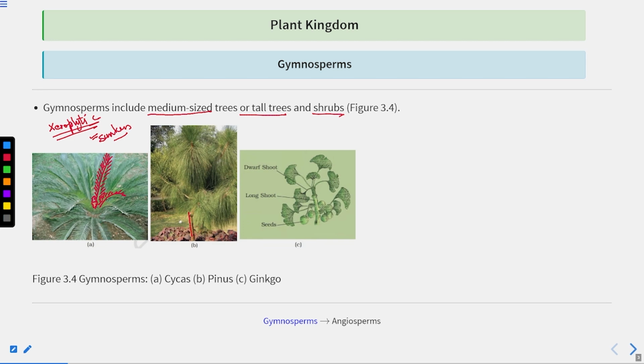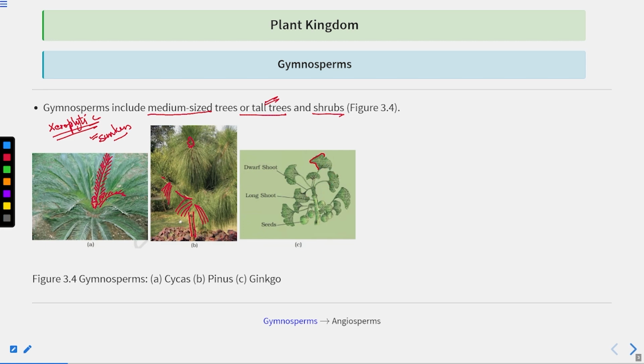Now if you see, this is the pinus tree. The pinus can be very high, a tall tree, and it has a very unique feature that it has needle-like leaves. They have a small male cone and a large female cone. Now here, ginkgo biloba is one of the plants, called ginkgo.